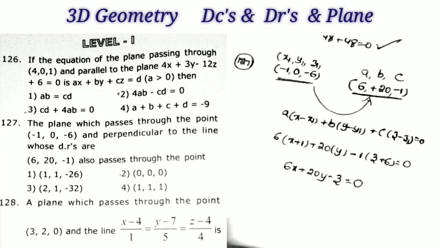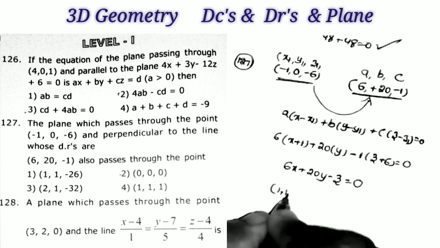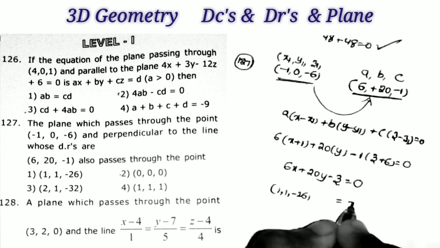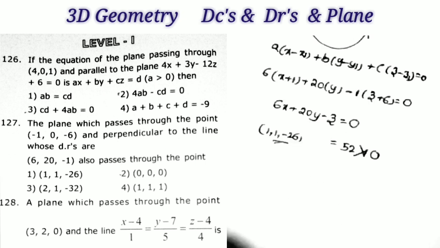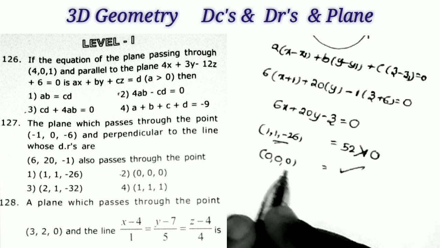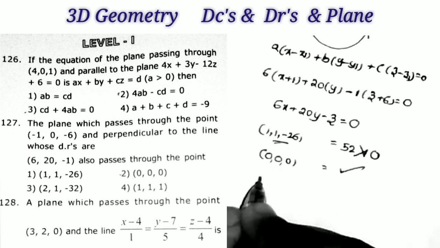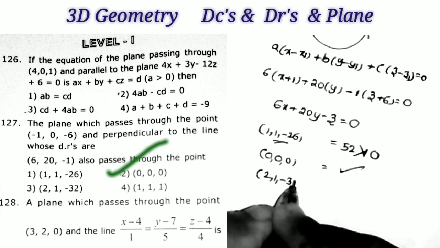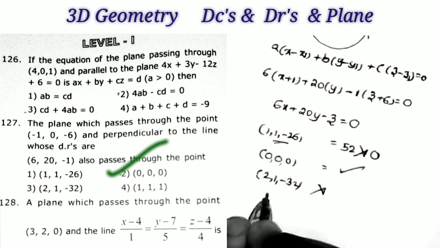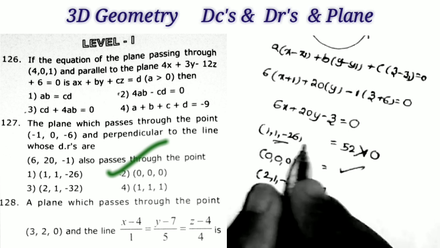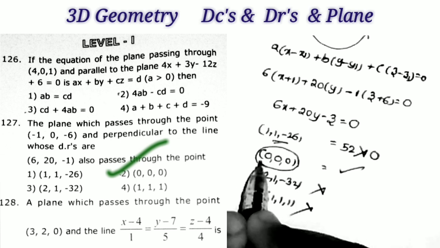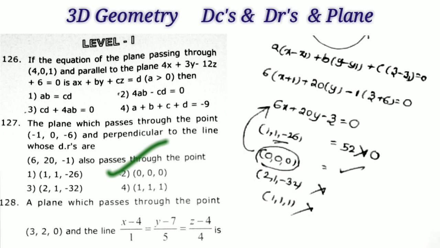What is the first option? 1, 1, minus 26. That is 6 plus 20 plus 26, which is equals to 52. So this is not the point that passes through the plane. And what is the second option? 0, 0, 0. Obviously, yes, this is the correct answer. This is the point which satisfies the equation. And what is the next option? 2, 1, minus 32. That is 6 plus 20 plus 32. No, this is not the correct option. And next option 1, 1, 1. 6 plus 20 minus 1. No, this is not the correct option. So 0, 0, 0 satisfies the equation. That is, answer is the second option.